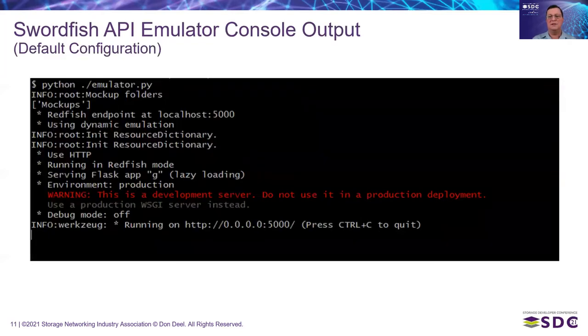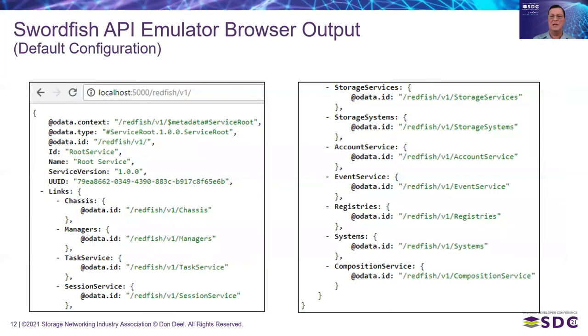The screen capture shown here shows the Swordfish API emulator starting up in its default configuration. The Swordfish API emulator has started and is ready to respond to incoming REST operation requests on port 5000 of localhost. This screen capture shows a normal browser with a JSON viewing plugin displaying the service route for the default configuration of the Swordfish API emulator. The output has been turned into two columns on this slide to fit on the slide. On screen, it's all one continuous column.